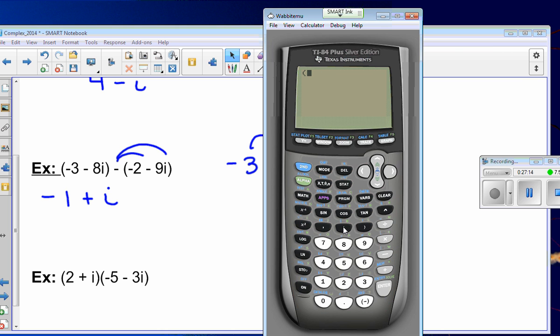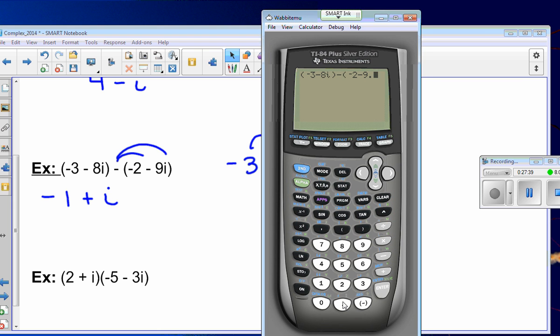What are you confused on? Because you distributed the negative sign. A negative times a negative is a positive. It doesn't work with the other side. What do you mean? Well, a negative is in front of these parentheses. Right? And then I have negative 2 minus 9i. Let's just make sure we got the same answer. And I did. Okay? So you should be able to do it both by hand and on the calculator.